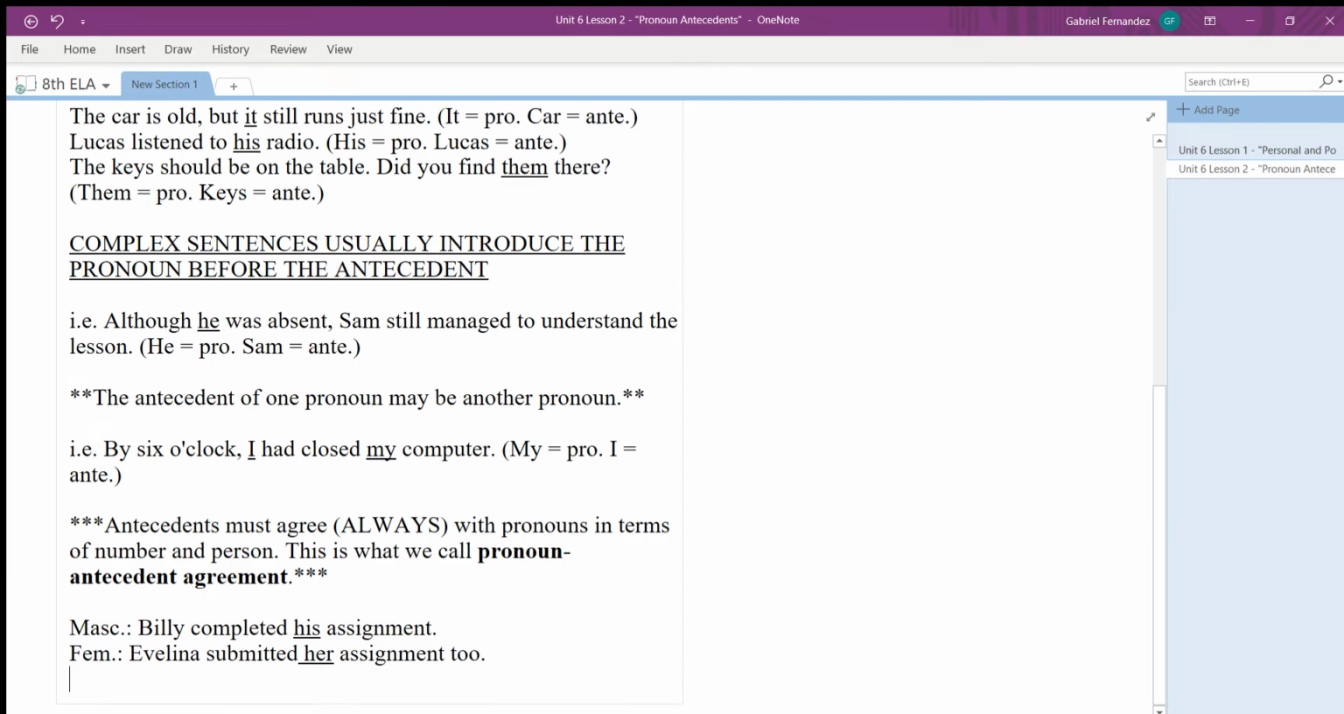Okay, now let's say we had the case of a neuter. Okay, the assignment is in its binder. Now, its here is a pronoun referring to the antecedent of an assignment. We can't give its any gender because an assignment is an inanimate thing, does not qualify to have a gender. So its and assignment happen to agree with each other.